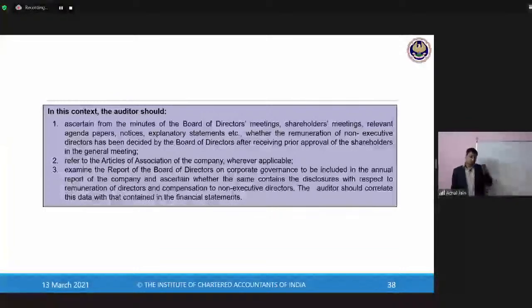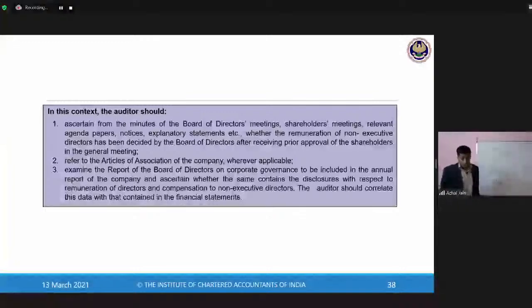And this is very simple, because if all of these approvals would have been obtained, then there will be the relevant documentation around it, which the statutory auditor can check. Next, he will refer to the articles of association. If there is any restriction in the articles of association, he will need to refer to that.